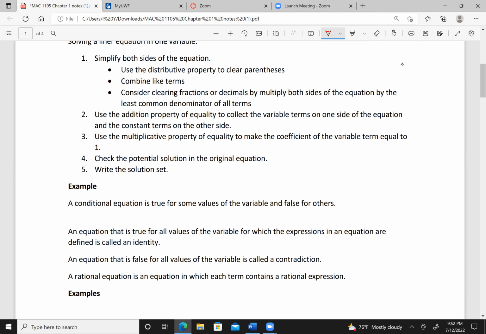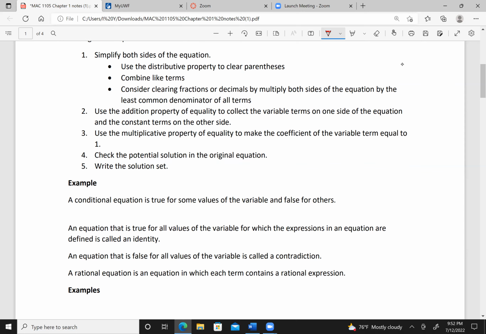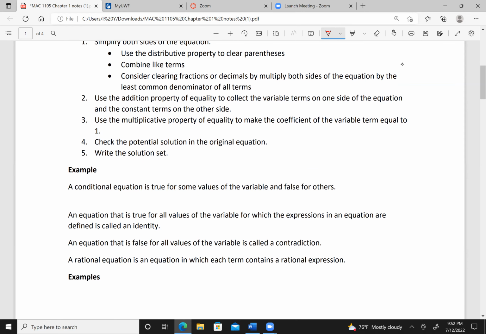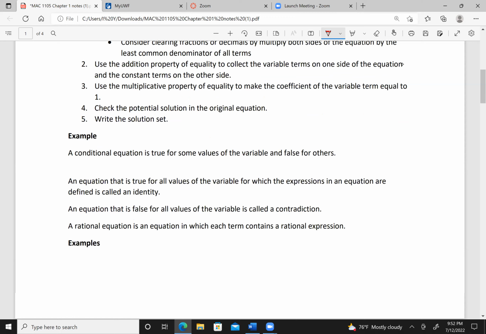So, a couple things to remember. A conditional equation is true for some values of the variable and false for others. An equation that is true for all values of the variable for which the expressions in the equation are defined is called an identity. And an equation that is false for all values of the variable is called a contradiction. Lastly, a rational equation is an equation in which each term contains a rational expression.